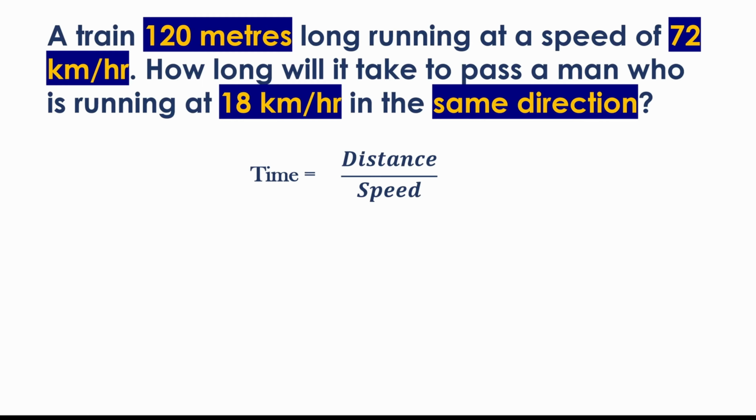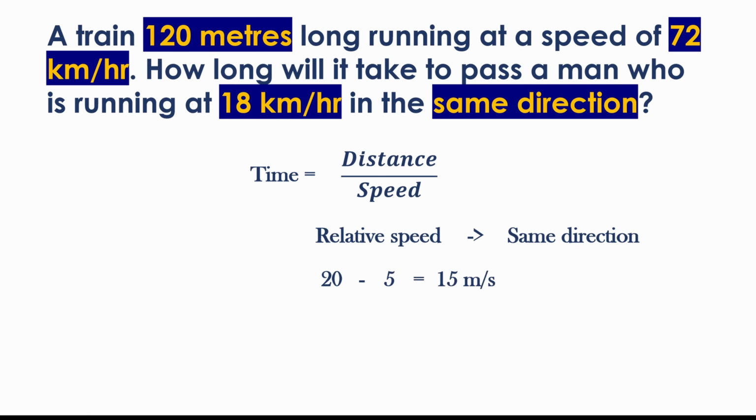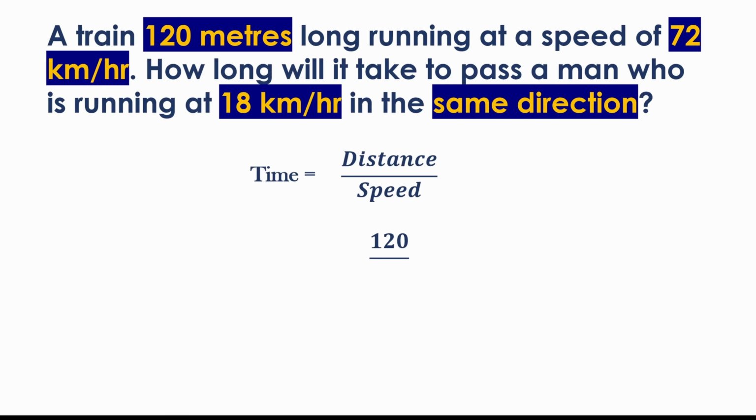Now we can just plug the values into our formula, time equals distance divided by speed. First, we need to know about relative speed. When we're dealing with relative speed in the same direction, we need to subtract the speed of the man from the speed of the train. We will have the final relative speed, which is 15. So if I plug in the values, 120 as the distance and 15 as the relative speed, I get time equals 8 seconds. The meters cancel, and I get 8. So it would take 8 seconds for the train to pass the man completely.